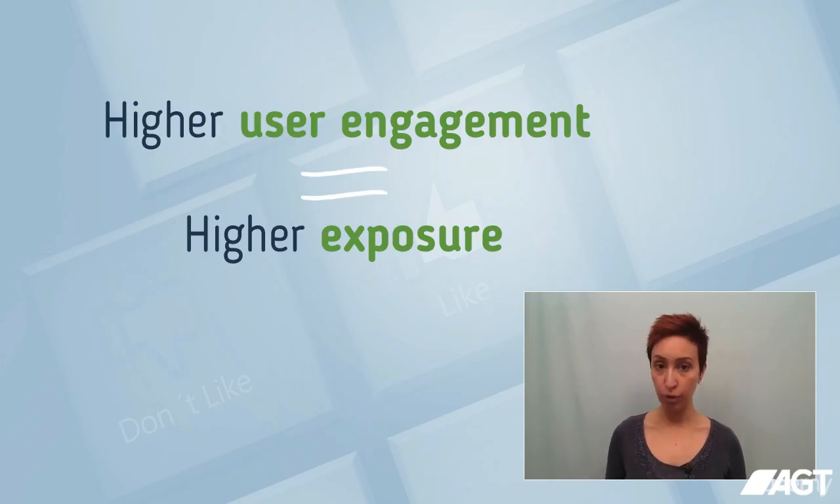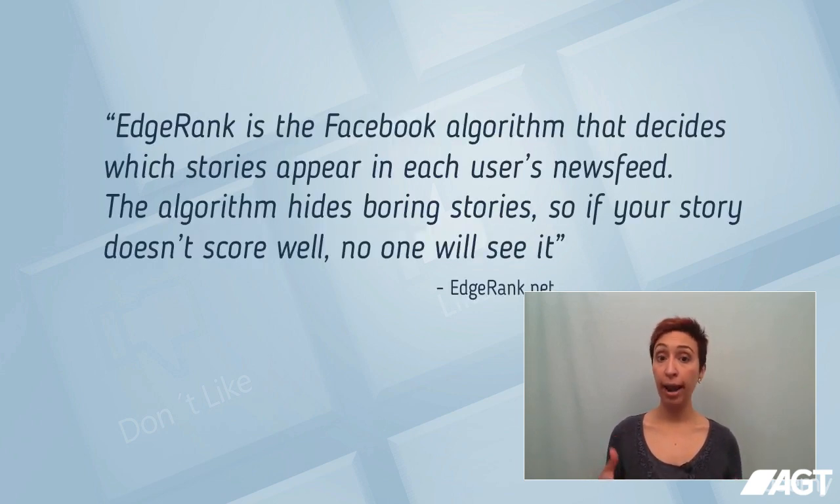A higher level of user engagement on Facebook leads you to expand the reach of your Facebook posts due to what's called Facebook's EdgeRank. EdgeRank.net has a great definition of it. EdgeRank is the Facebook algorithm that decides which stories appear in each user's newsfeed. The algorithm hides boring stories, so if your story doesn't score well, no one will see it. Any action performed by your page, for example sharing a link, posting a photo, etc., is a potential newsfeed story, and Facebook calls these actions edges.